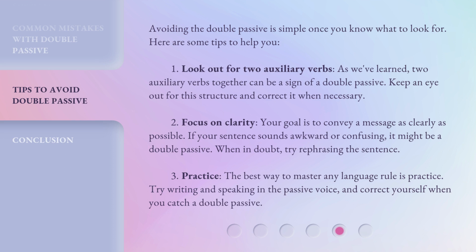2. Focus on clarity. Your goal is to convey a message as clearly as possible. If your sentence sounds awkward or confusing, it might be a double passive. When in doubt, try rephrasing the sentence. 3. Practice. The best way to master any language rule is practice. Try writing and speaking in the passive voice, and correct yourself when you catch a double passive.